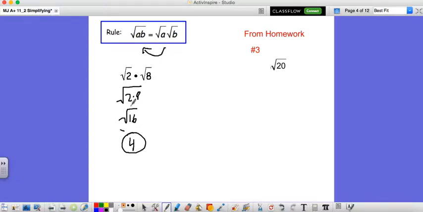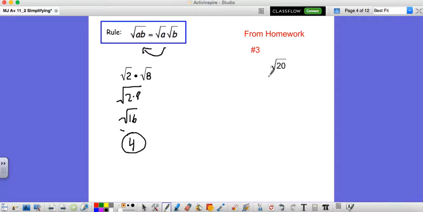So you can go the other way as well. Let's go ahead and look at number 3 from the homework. This is the first question on the homework, square root of 20. Just straight up, you can either perfect square hunt, or you can do factor prison. I'll show both ways here.